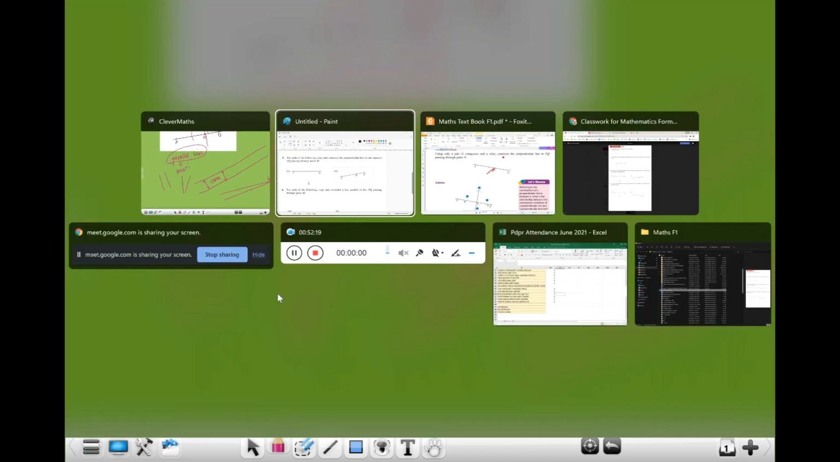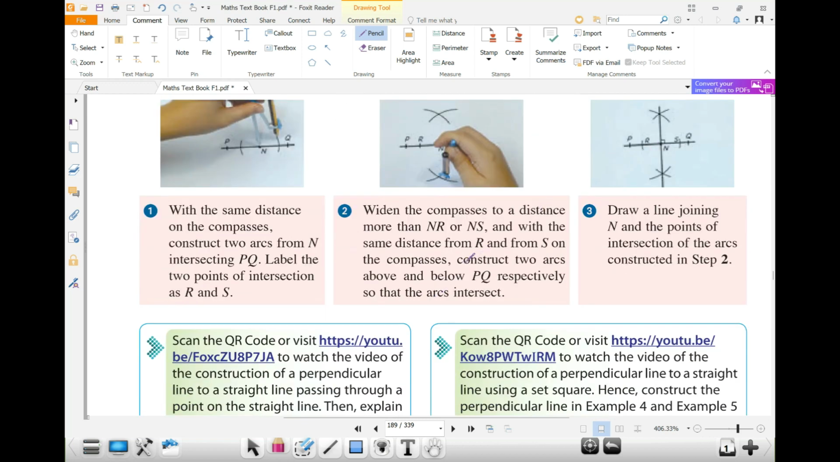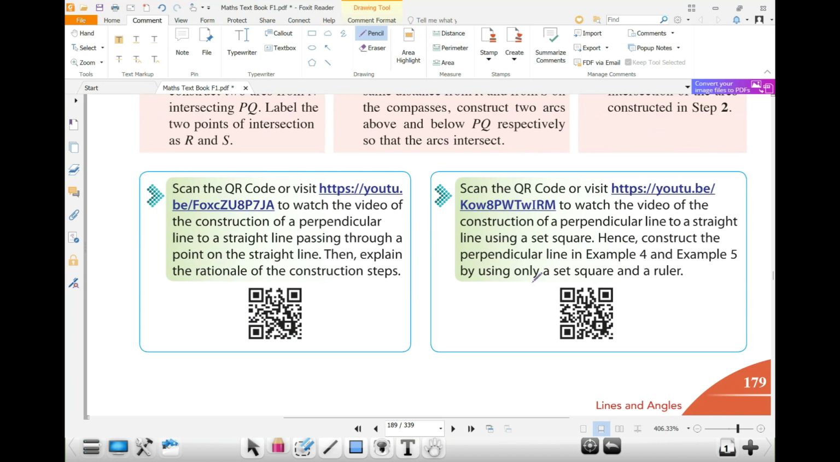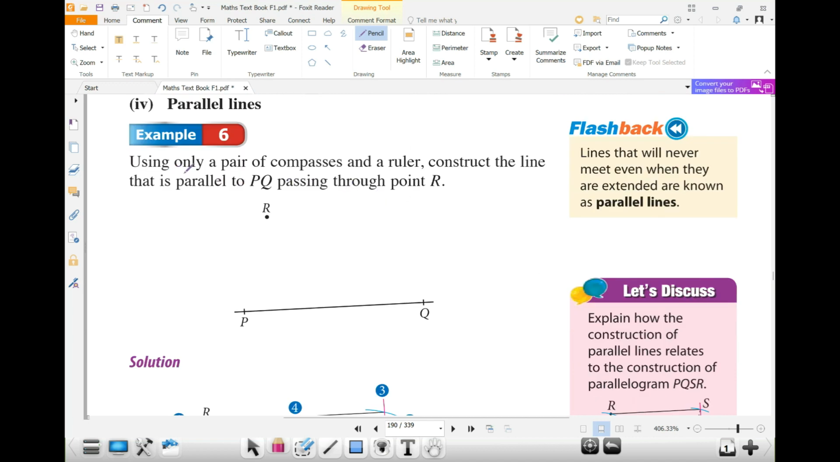Okay, just now this is the construction of the perpendicular line. You see all of it is given in your textbook. You can refer to the website. So now we go to see this parallel line. Using only a pair of compasses and a ruler, construct the line that is parallel to PQ, passing through point R. So this is a point R given. You have to construct a line parallel to PQ. Meaning, you have to construct a line that is parallel like this. So how to do that? You cannot just use your ruler to do that because they said construct. Construct, we need to use compasses. So you can see the flashback over here. The meaning is actually the same as what I have told you just now. The line that will never meet even when they are extended is known as parallel line.